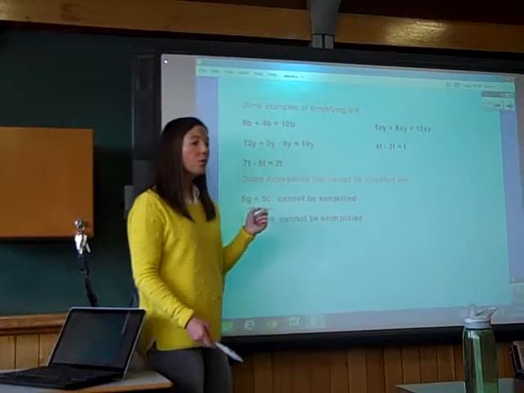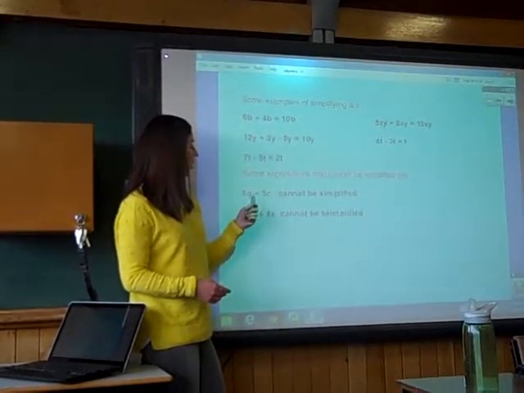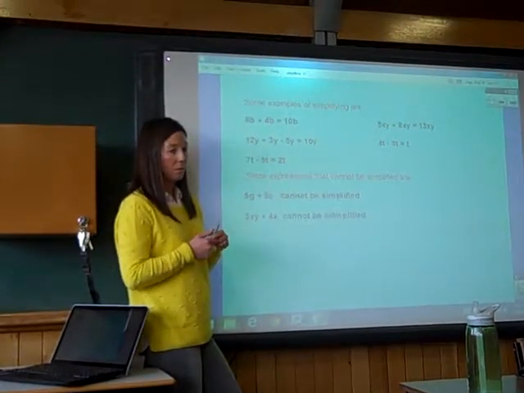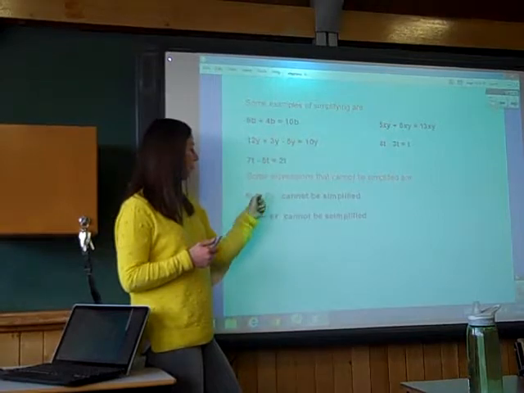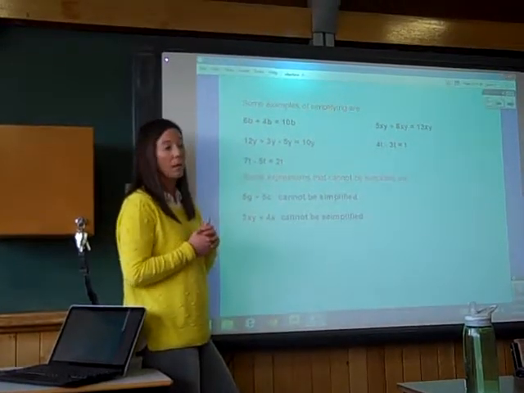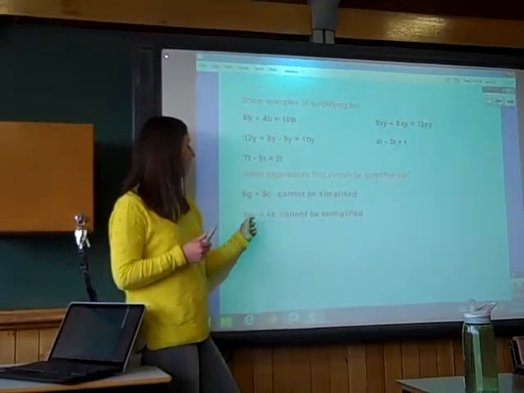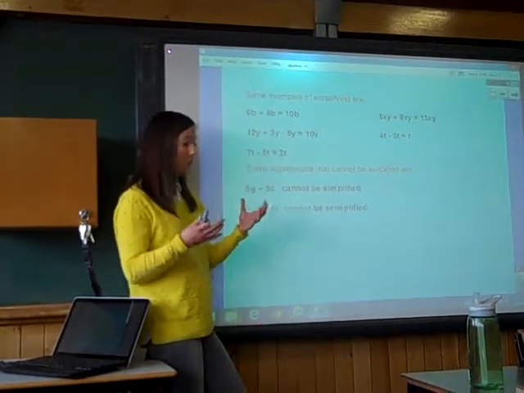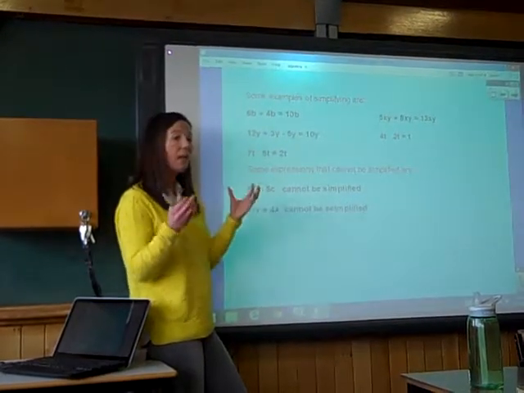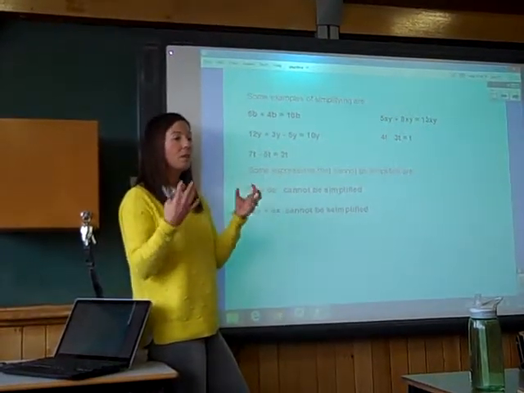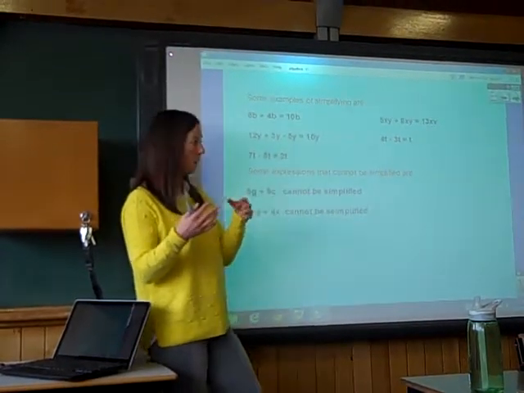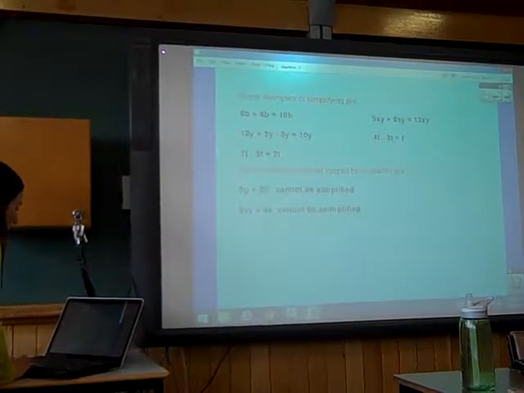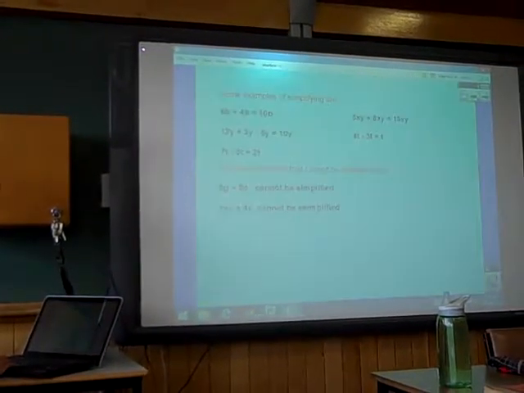Now, going through some questions that can't be simplified. 5g plus 5c can't be added together. I can't make it 10gc. That's not the answer. I can't add them up together because that one's a G and that one's a C. So they're not the same. So they're not like terms. This one here is another example of a question that can't be simplified. 3xy plus 4x can't be simplified because that's an xy and that one has an x. So it's like adding apples and bananas. You can't add them unless they're the same. That might be the way some of you may have been taught in primary school, using different examples.